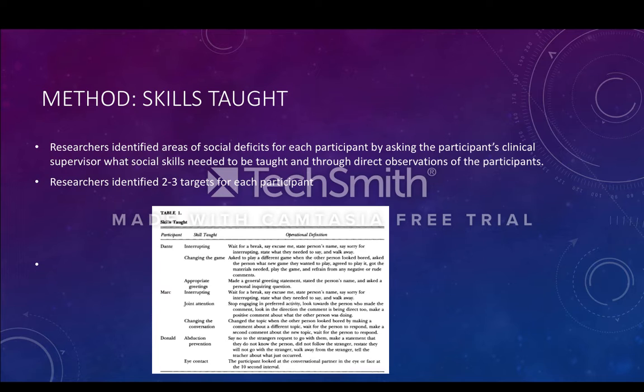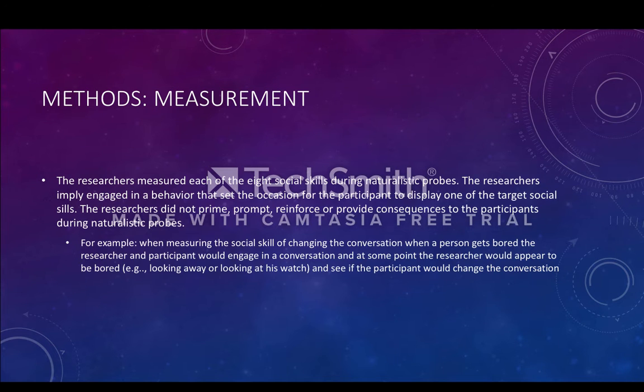So for example, Dante was practicing interrupting, changing the game with peers if they got bored, and appropriate greetings. Marc was practicing not interrupting, joint attention, and changing the conversation. And Donald, the youngest one, was working on abduction prevention. So he would say no when strangers would ask to go with him, that kind of thing. So it's really keeping the child safe from strangers. And then eye contact, increasing his eye contact.